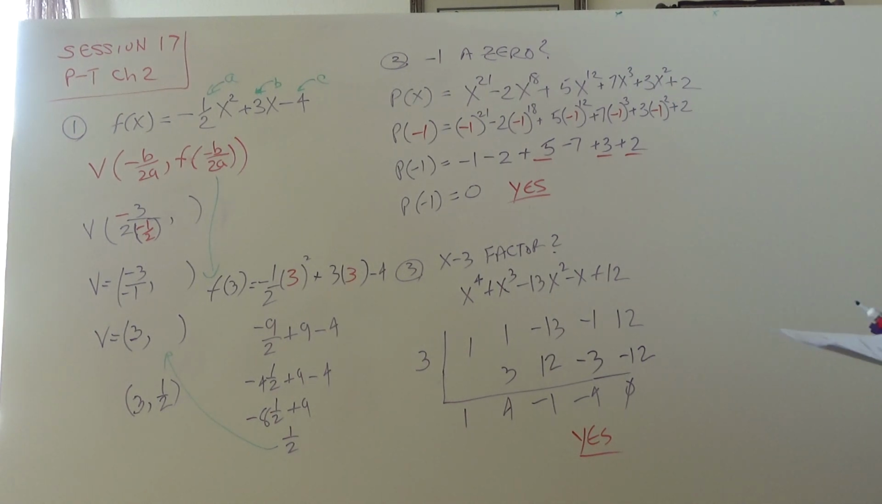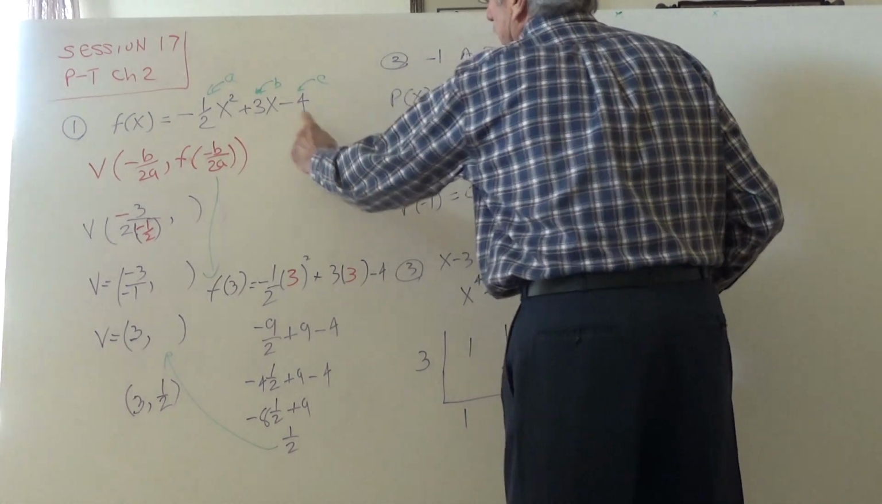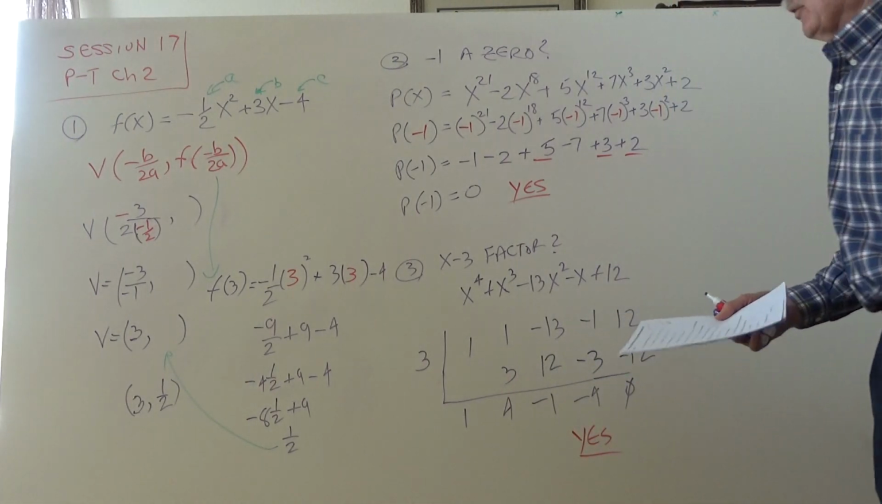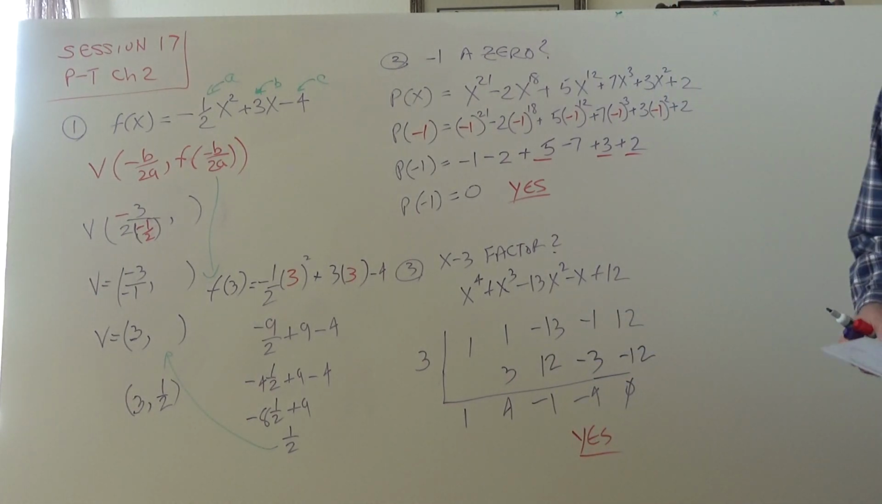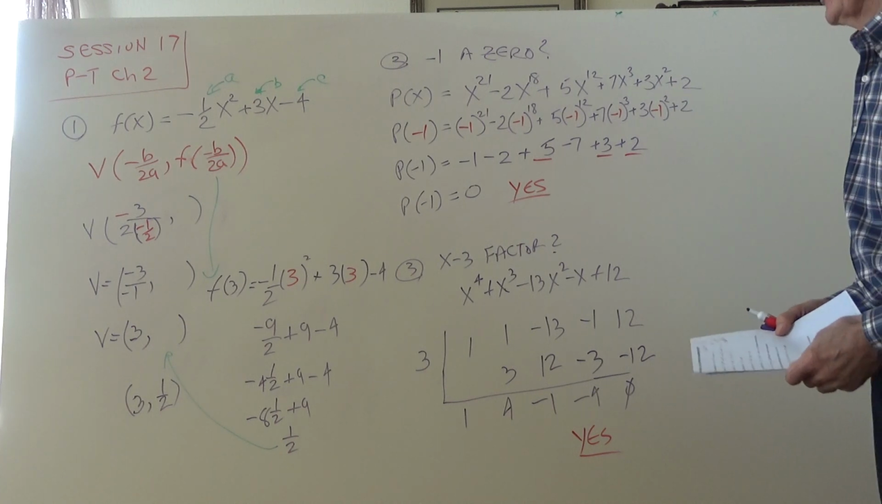Find the vertex. Find the vertex of this parabola. f of x equals negative 1/2 x squared plus 3x minus 4. Well, there are a few ways of finding the vertex. One is to complete the square. I think that's rather tedious. Instead, I'd probably try this method.